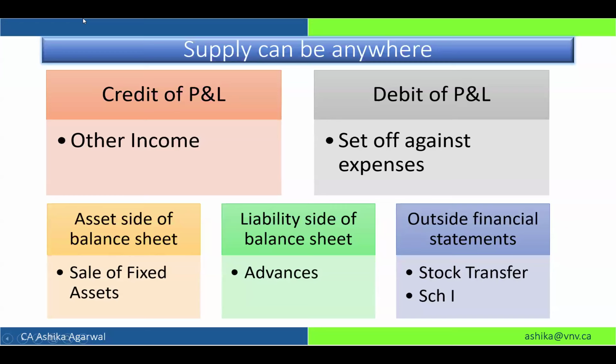So, for the outward part, we need to check what items will be my supply. For that, first we need to. I am taking you through a practical example.